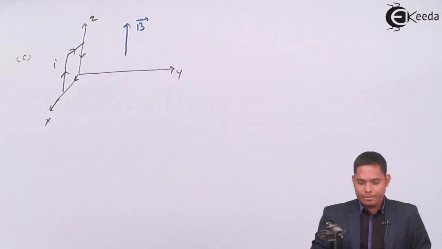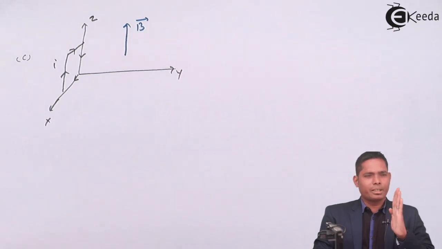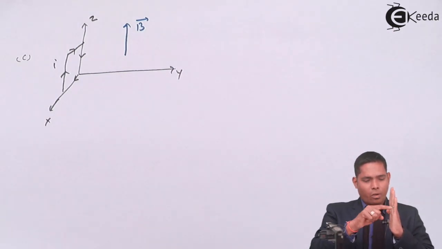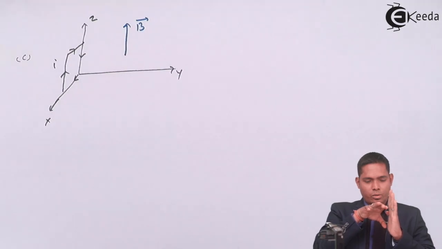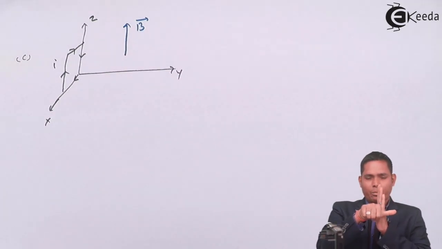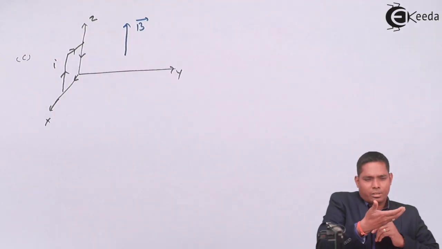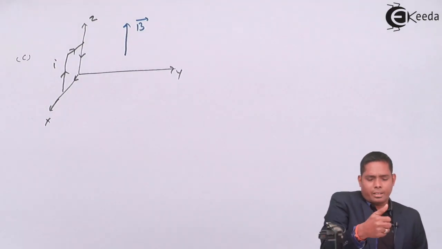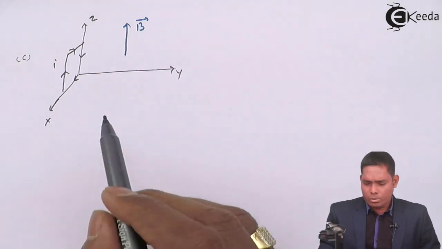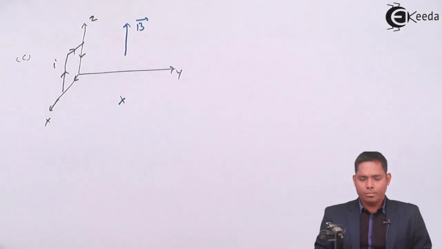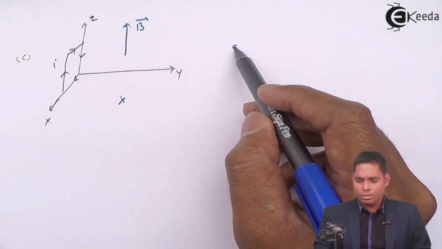Now the coil is in the XZ plane. Suppose this is the XZ plane and it is clockwise, so the dipole moment will be in this direction. But this is the Z axis, so B is in this direction, M is in that direction, so M cross B will be like that. But M cross B is not 0, so this option is not possible. Let us see the other option, D.